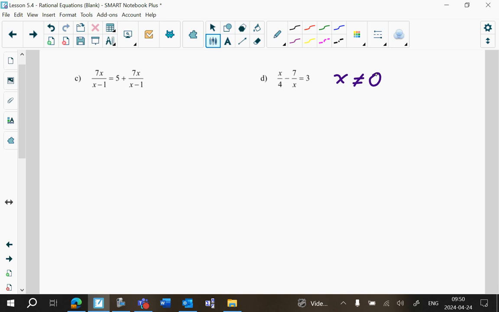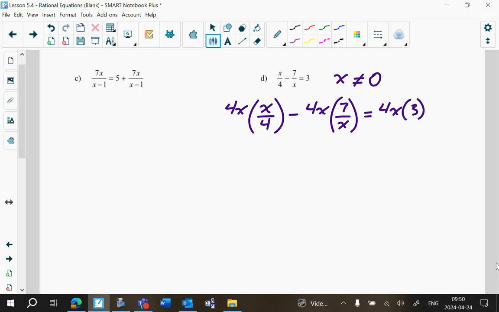4x. It's got to have a 4 in it. It's got to have an x in it. So 4 times x. So everything gets multiplied by 4x. Everything, including the non-fractions. Like so. And why do we do that? Because then we can cancel out all the denominators so they disappear. That's why we multiply by the LCD. Because we don't like fraction equations.